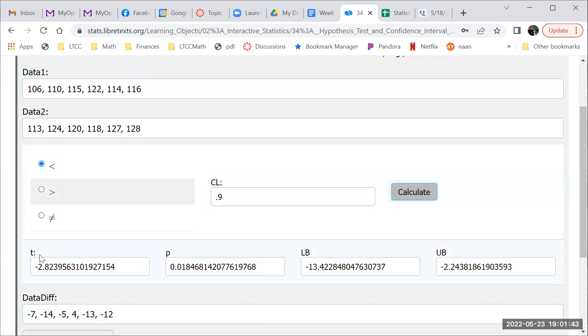Okay. And by the way, the test statistic is T. I didn't mention that, but same idea as before. The p-value, what do you think? Is it small enough? Yeah, 1.8%, right?